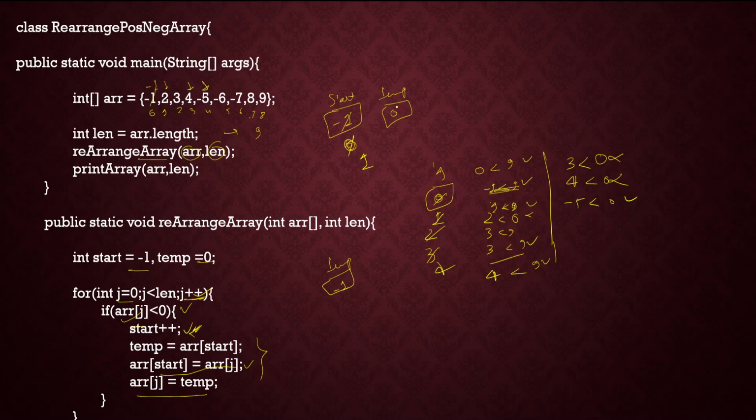So 2 will be placed into temp. Now array of j, which is array of 4, -5 will be placed over here. Now 2 will be placed over here, this has been removed. Correct. Again j will be incremented to its next value. 5 is less than 9. Correct. The value at 5 is -6. -6 is less than 0. Correct. Start will be incremented.